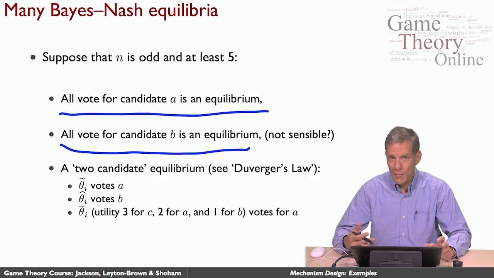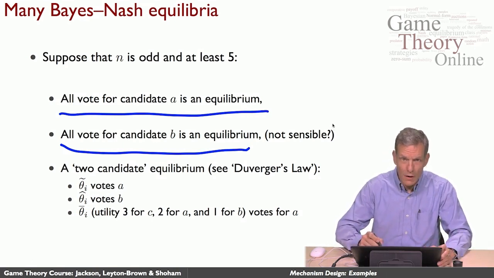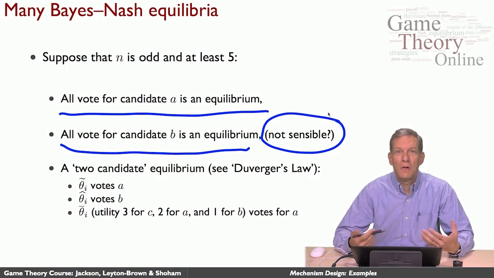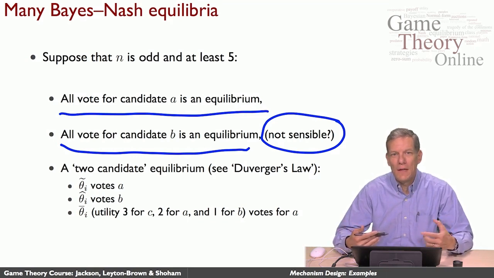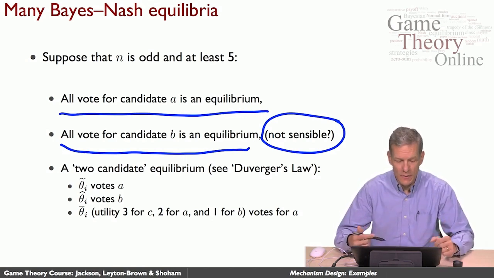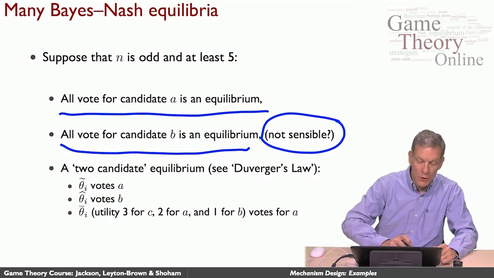You're also going to have one where everybody votes for candidate C. Here I put that this isn't sensible. Why isn't this sensible? Well, it's not sensible in the sense that if I'm the theta bar type, then B is my least preferred alternative. And I'm only doing this because I think that my vote has absolutely no chance of making a difference. If it had a small chance of making a difference, then instead I should be voting for A or C. So if you put in a requirement that nobody plays a weakly dominated strategy, then that would eliminate these kinds of equilibria. There are also other equilibria.